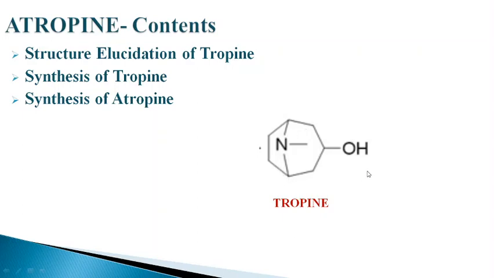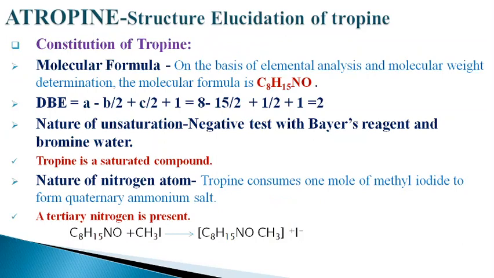This is the tropine molecule. You can say it is a bicyclic compound, an alcohol with an N-methyl group present. It is known as tropine. We will elucidate the structure of tropine. The structure elucidation of tropine is based on classical methods, chemical analysis.